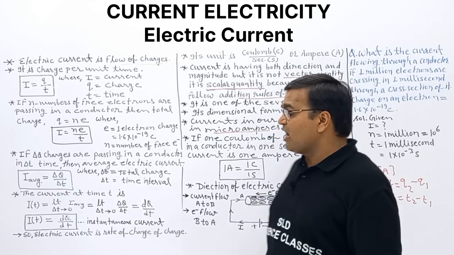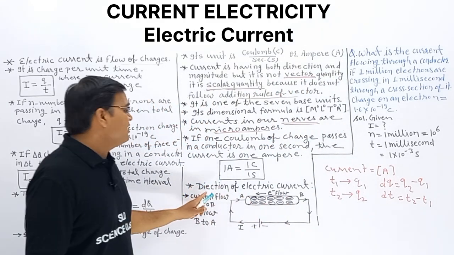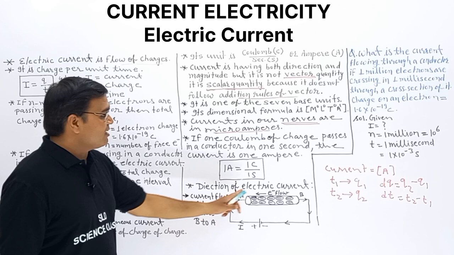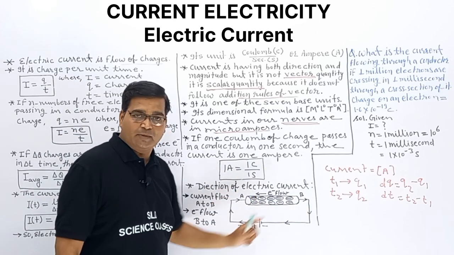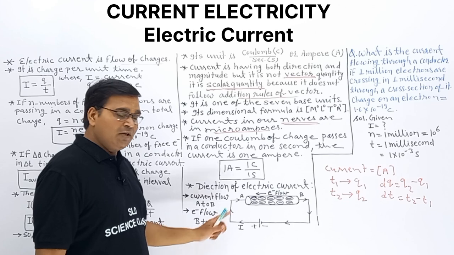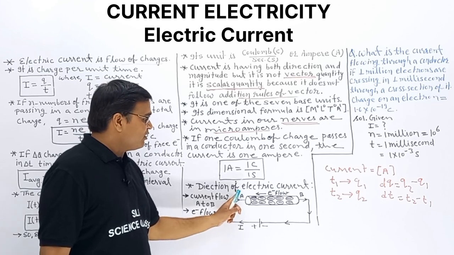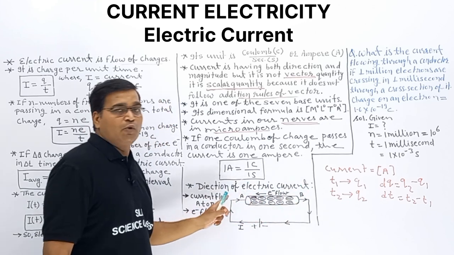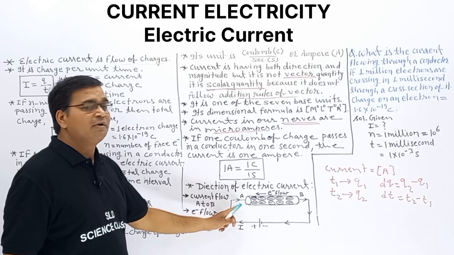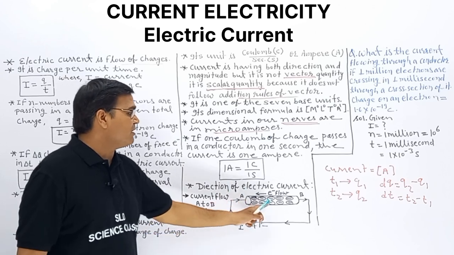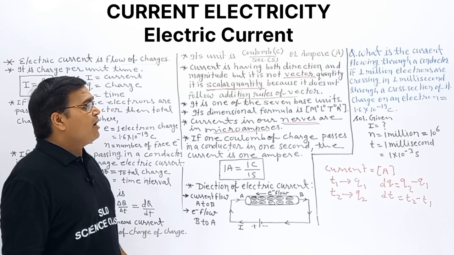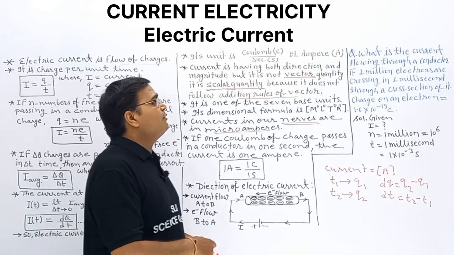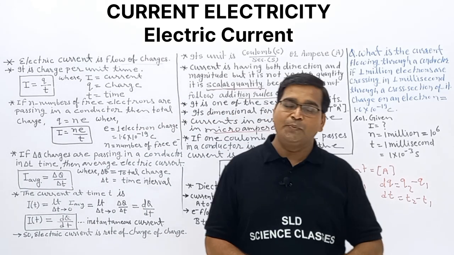Clear? Now we already studied the direction of the electric current. In the conductor, current flows from positive terminal to negative terminal, from A to B, but electron flow is opposite to the conventional current. This is the conventional current. Electron flow will be opposite of this current. Now I am going to solve one question linked to this topic.